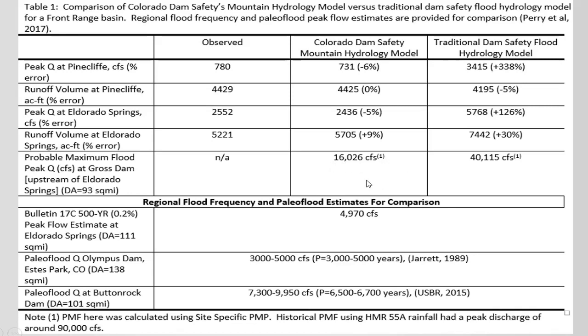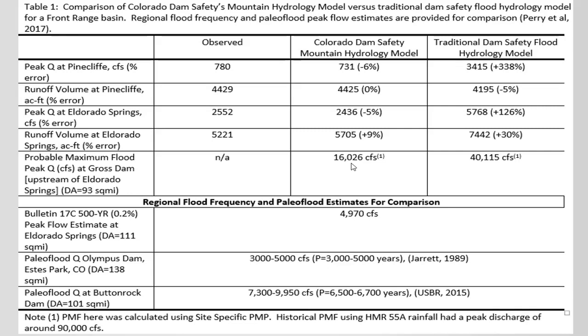Let's compare it to the observed flood record to try to get some kind of check of reasonableness. So we have good stream gauge data there. In the Bulletin 17C analysis, the 500-year peak flow estimate at El Dorado Springs, which is at a lower elevation and has a larger drainage area, was about 5,000 CFS. So our PMF estimate using our proof of concept hydrology model and site-specific PMP rainfall is still over 3 times that.